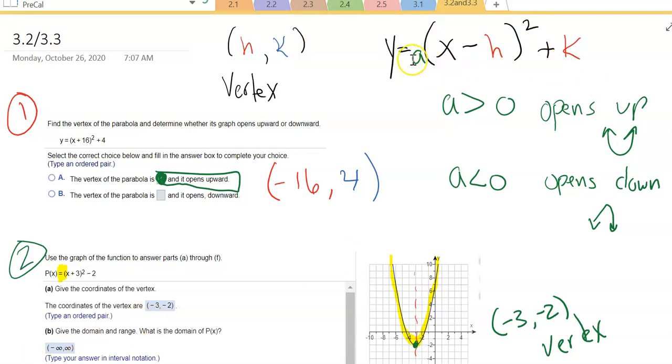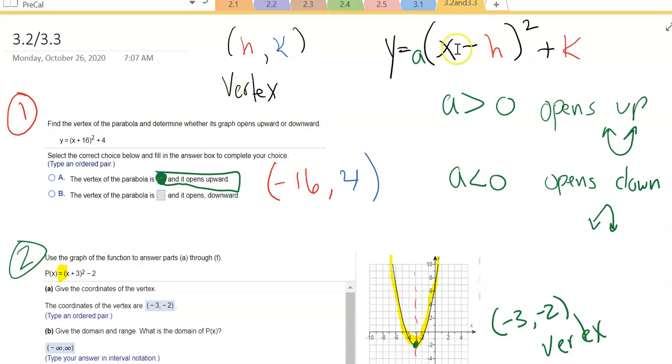So a is this factor that is in front. If it is greater than 0, or simply positive, that means we're going to be opening up, smiley face. And if it is negative, or less than 0, it will be opening down, frowny face. So we have x minus h squared. So this h value is going to be the x value of our vertex.